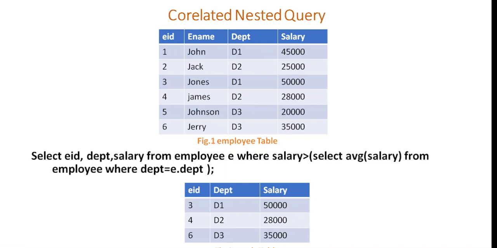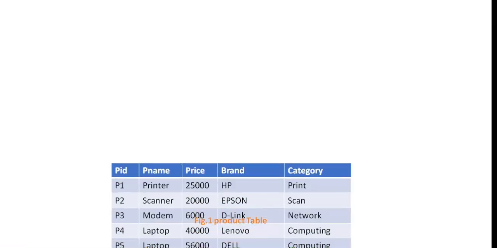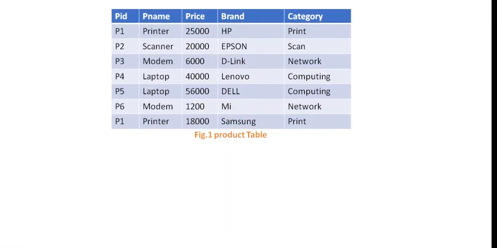Okay, similarly for 6. Employee numbers 5 and 6 both are working in the D3 department. Take the average of these two salaries. If we take the average of these two salaries, employee number 6 has a greater salary than the average of these two employees. That's why employee ID 6 is there in the output. Okay, so this is a correlated nested subquery. Now let's take another example.